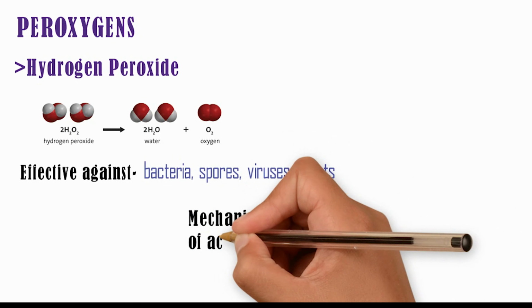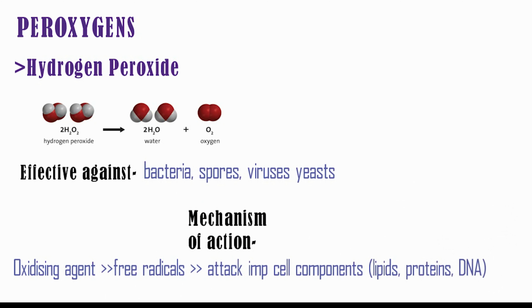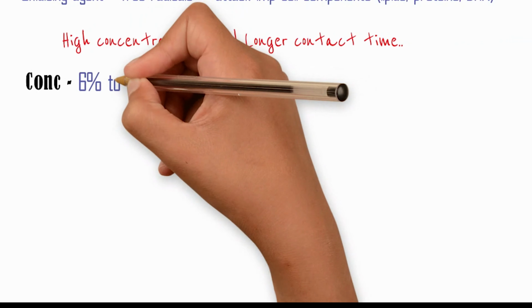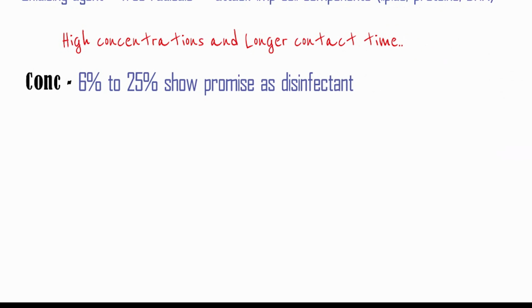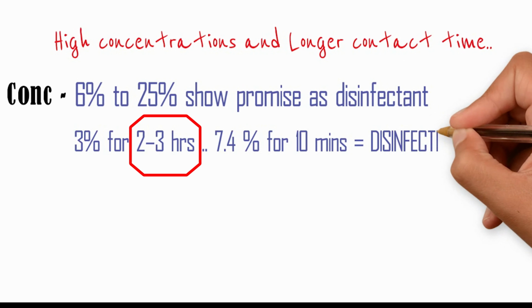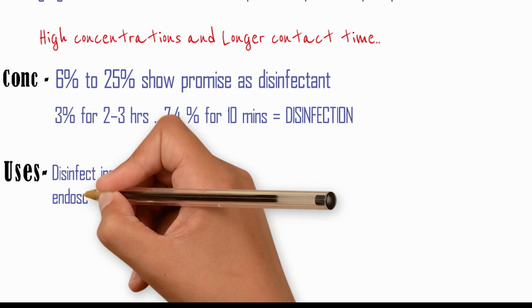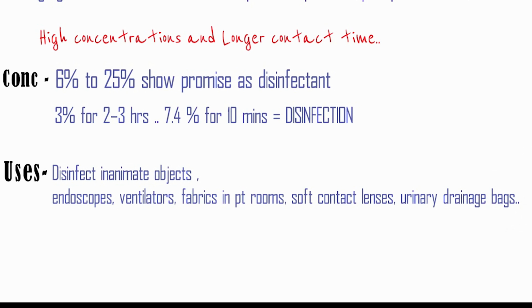Mechanism of action. Hydrogen peroxide acts by releasing free radicals that attack important cellular components of pathogenic microorganisms. This leads to cell death. 6 to 25% is the preferred range of concentration. A solution with 3% concentration requires contact time of 2 to 3 hours, and a solution of 7.4% concentration will require a contact time of 10 minutes. It is used to disinfect surfaces, endoscopes, ventilators, and to disinfect semi-critical and non-critical items.